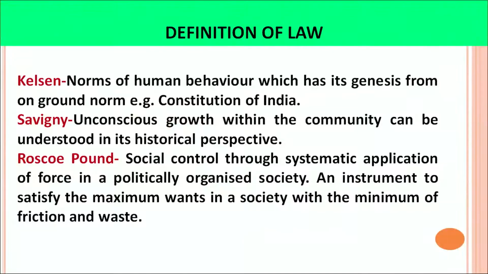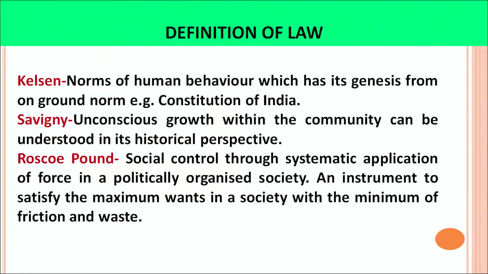Now again, the second slide is talking about the other jurists who have given the definition of the term law. The first jurist which is mentioned is Kelsen. He gave the normative theory. According to him, there are certain norms of human behavior which have their genesis in the Grundnorm. So what is the Grundnorm? It is the supreme law of the land. Say for example, if we talk about India, the Constitution of India is the supreme law of the land. So whatever is mandated in the Constitution is just like a norm which has to be followed by everybody.